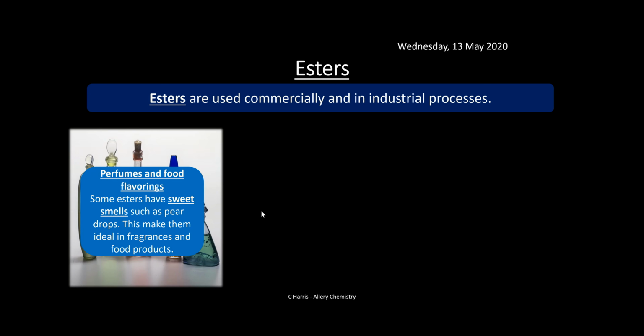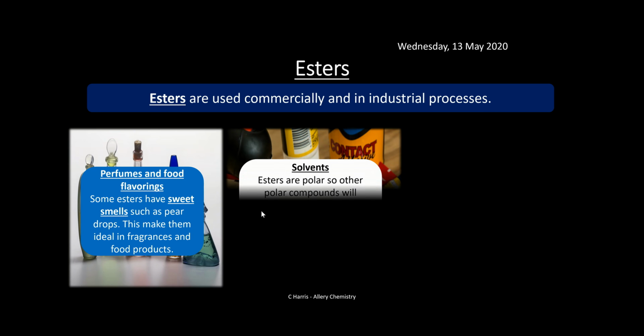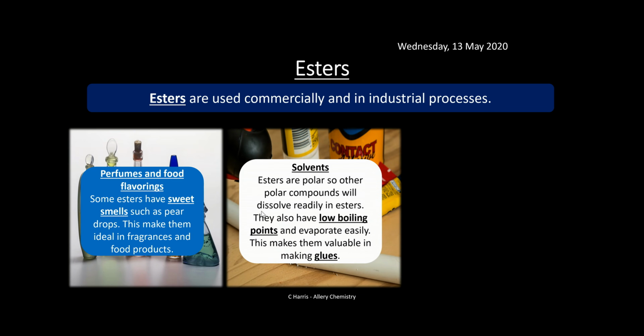To make food flavourings, for example, you might see them as E numbers on the back of a packet. Solvents: esters are polar, so other polar compounds will dissolve readily in these esters. They have low boiling points, they evaporate easily, so this makes them ideal for use in glues because you want it to be liquid when there's no air, but in contact with air you want it to evaporate and leave the hard resin behind. So that's effectively what a glue is.